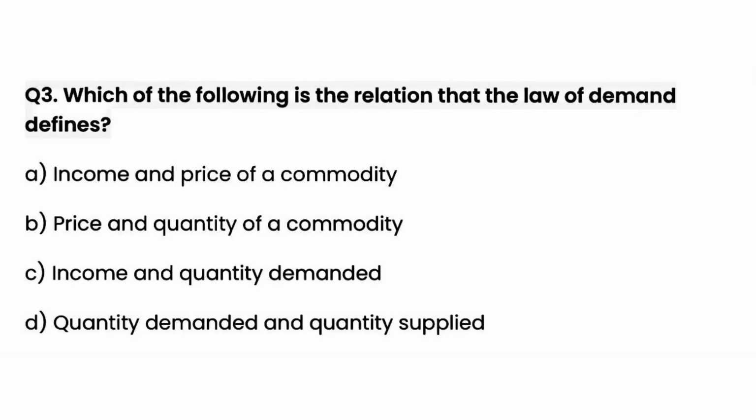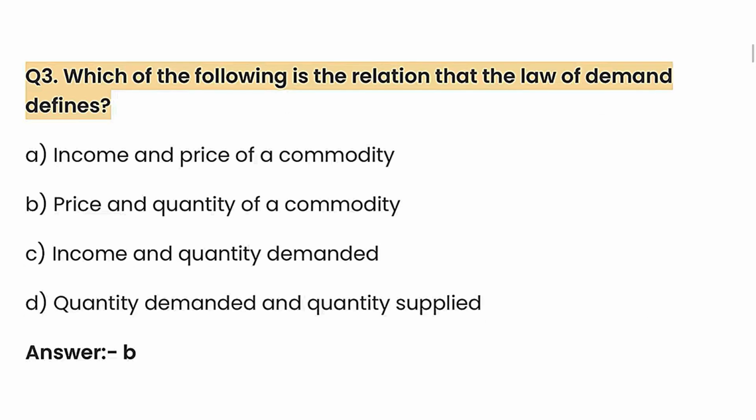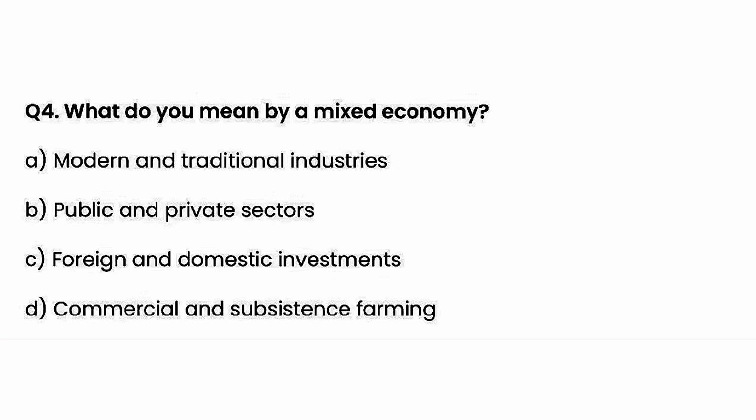Which of the following is the relation that the law of demand defines? First one, income and price of a commodity. Second, price and quantity of a commodity. Third, income and quantity demanded. And the last one, quantity demanded and quantity supplied. Which one will be the answer? Here the answer is option B, price and quantity of a commodity.